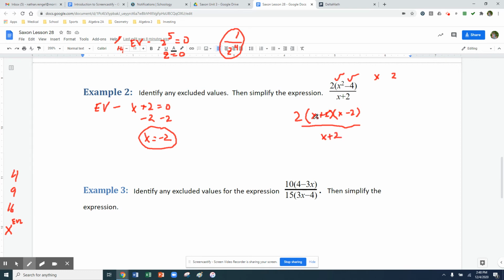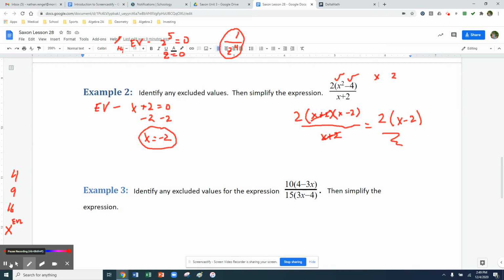Next, I look at, I've got an x plus 2 and an x plus 2. So since those are the exact same factors, I can divide a factor of x plus 2 out, and then I'm left with 2 times x minus 2. And that would be my simplified form, and then that's what I would put in my answer for Delta Math.